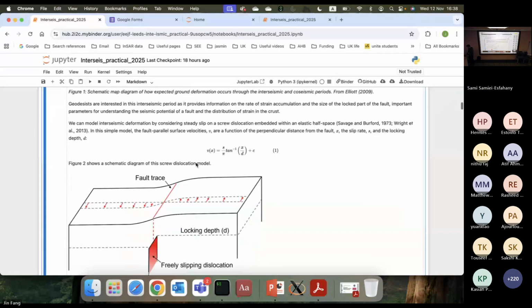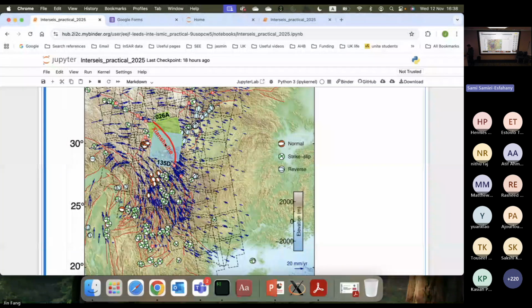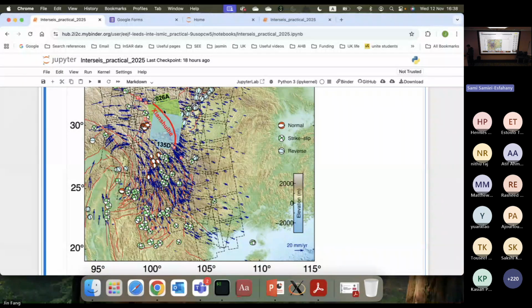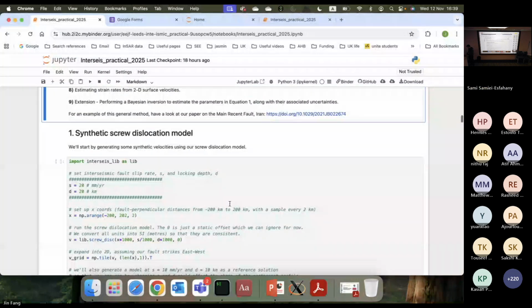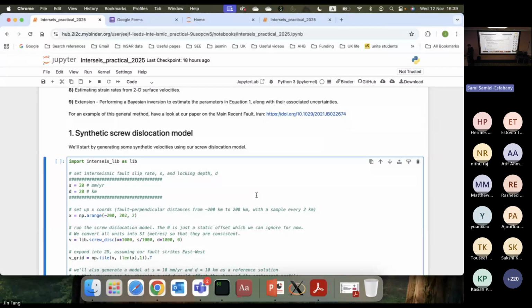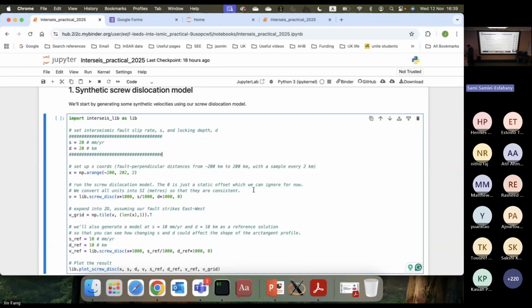And in this practical, we're going to analyze data from Tibet. In our GRL paper published last year, specifically there are one ascending and one descending data that covers the Xianshuihe fault. And LiCSBAS results for all these frames have been archived on Zenodo. So first, to get a feel for how the model behaves, we are going to start by generating some synthetic velocities using a screw dislocation model.